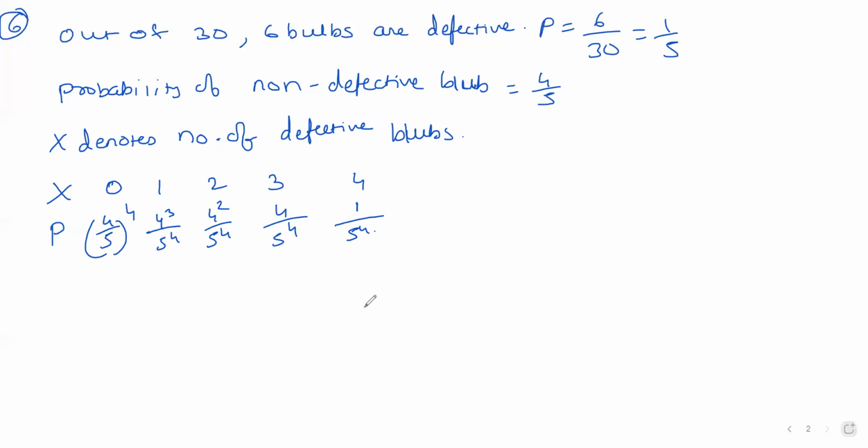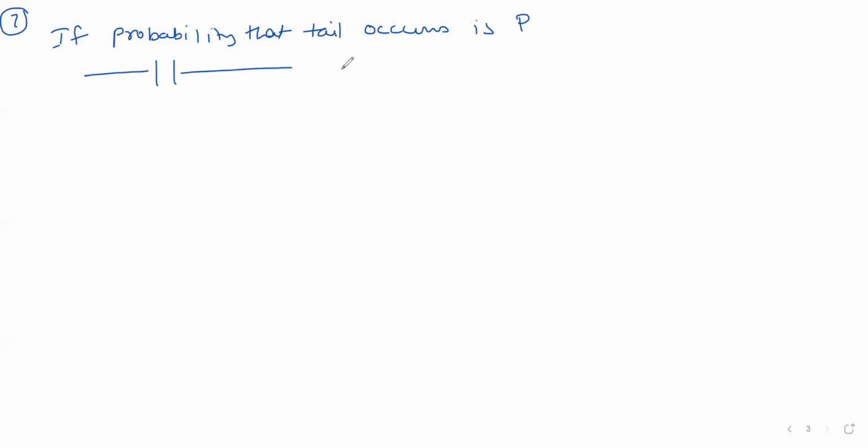Let us take the 7th sum also. Question number 7. A coin is biased so that the head is 3 times as likely to occur as tails. If I say that the probability that tail occurs is P and that of head occurs is Q.